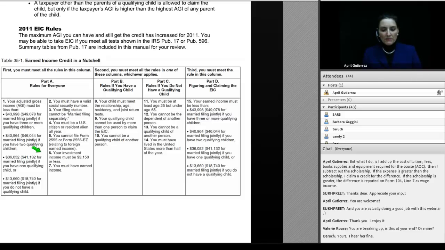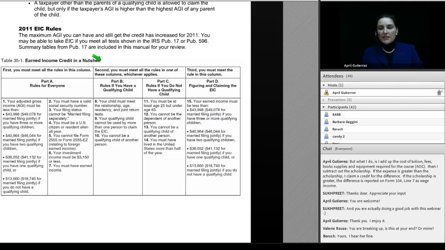Number 6, your investment income must be less than $3,150. Investment income includes interest, dividends, and capital gain income. Number 7, you must have earned income. Oddly enough, it's called the earned income credit because you have to have earned income. But I have seen tax preparers try to give it on rental income. Can't do that because rental income is passive income. It is not earned income.